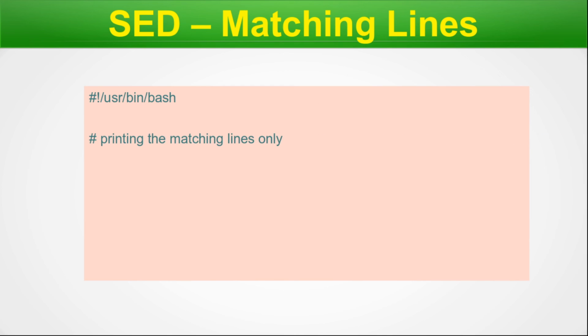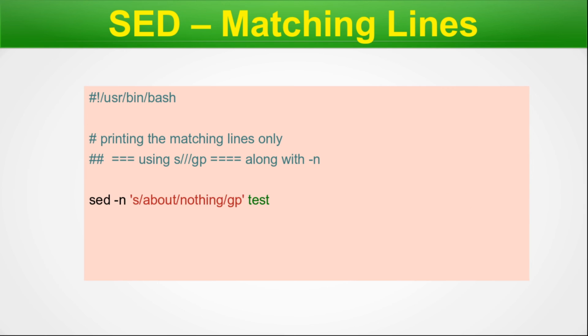Sed, printing the matching lines. We start our script here, printing the matching lines only. In sed we do the matching by regular expression, and we want to print only the lines that match our given text. So using p along with n, we write sed dash n, then s, slash about, slash nothing, followed by gp, and we close it and give the file name.